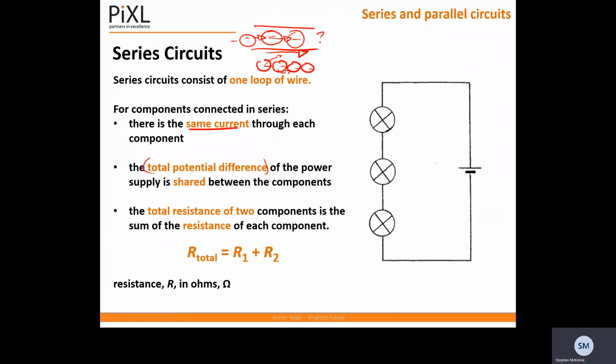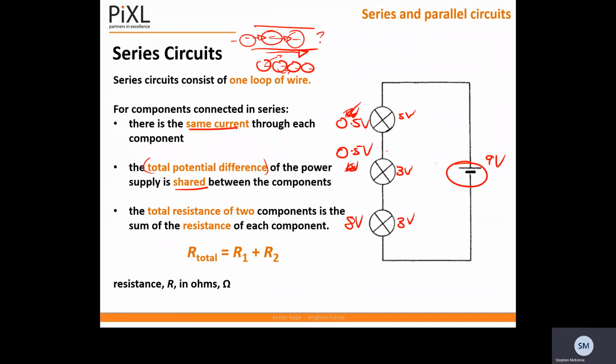The total potential difference of the power supply, the cell, the source potential difference, is shared between the components. So if this is a 9-volt cell, and each of these bulbs is identical, each bulb will get 3 volts. If they're not identical, and let's say this bulb gets 8 volts, then each of the other bulbs will get 1 volt. No, that's not true. They will get half a volt, because 1 plus 1 plus 8 equals 10, not 9. The important thing is the total potential difference of the power supply is shared between the components.